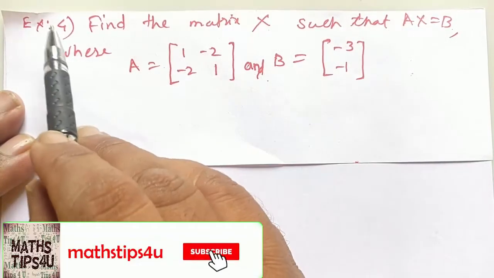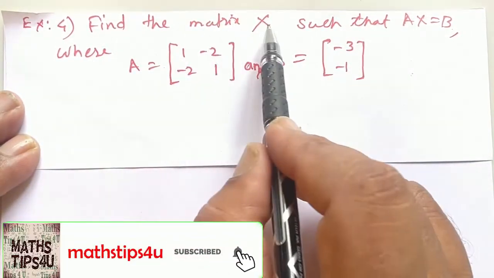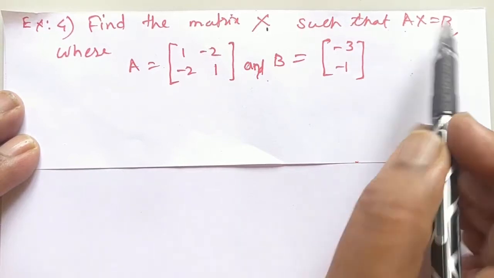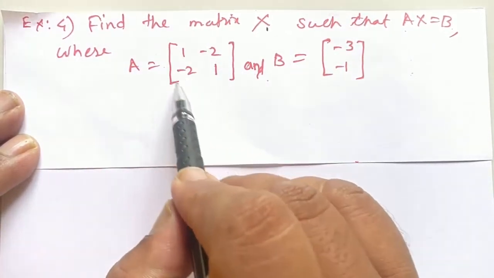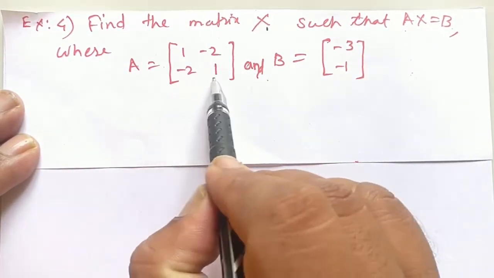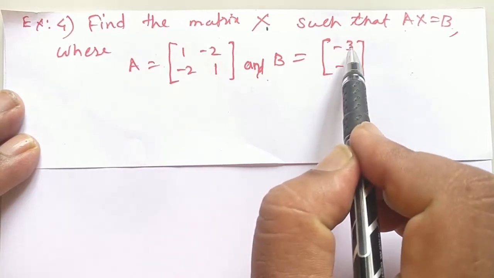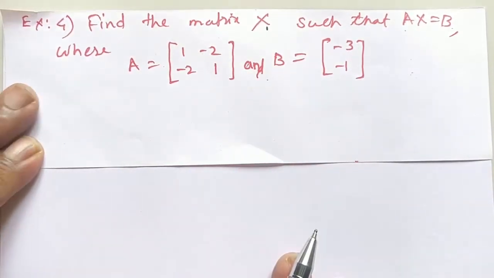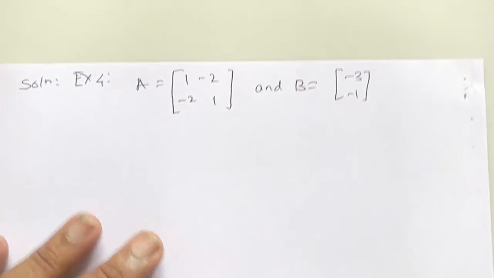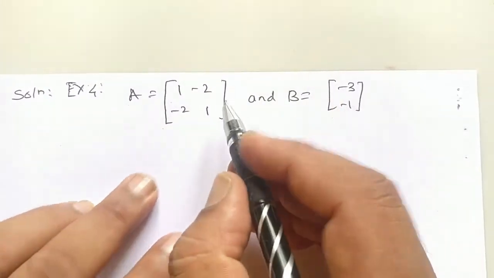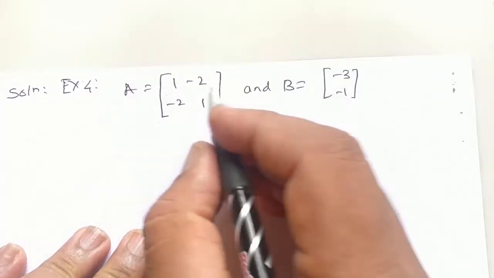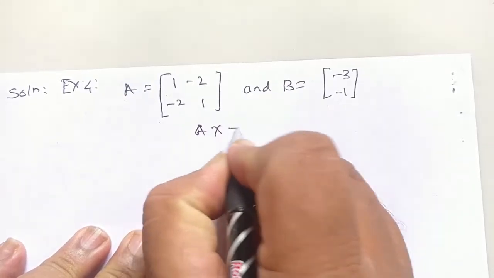Last example, example number 4. Find the matrix X such that AX is equal to B, where A is a matrix 1 minus 2, minus 2 1 and B is a matrix minus 3 minus 1. Solution. Now the equation as given, A into X is equal to B.